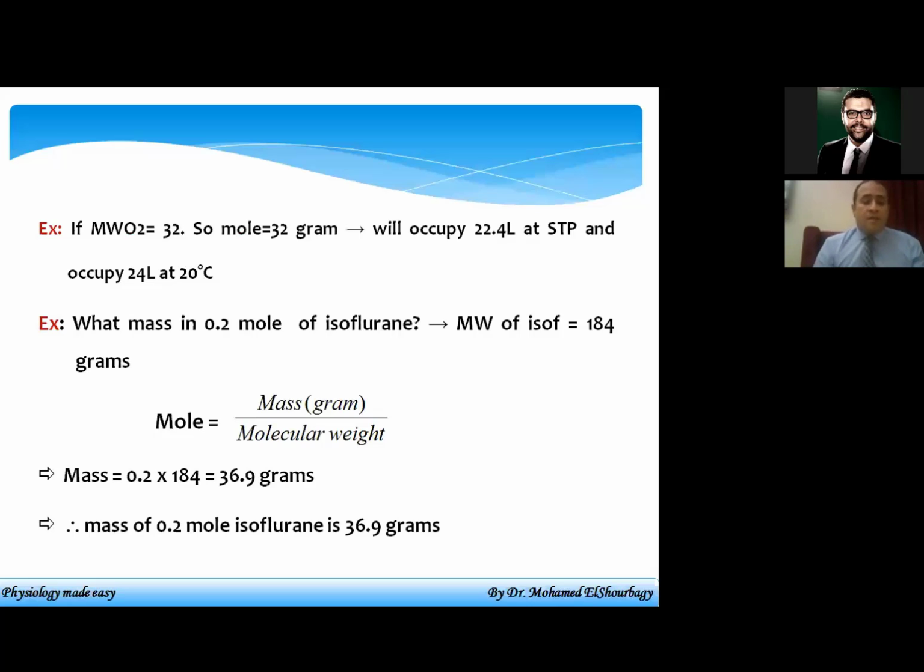Okay. Another example. What is the mass in 0.2 mole of isoflurane? The molecular weight of isoflurane equals 184 grams. So we can write mole equals mass in grams over molecular weight. So mass equals 0.2 multiplied by 184, which equals 36.9 grams. So the mass of 0.2 mole isoflurane is 36.9 grams.